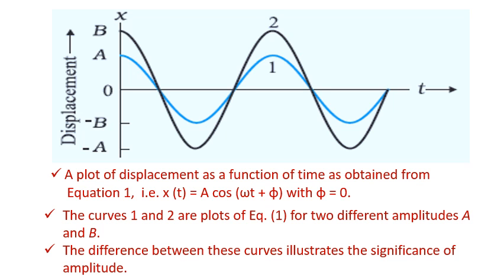A plot of displacement as a function of time as obtained from equation 1, that is x equals a cos(omega t plus phi) with phi equals 0. The curves 1 and 2 are plots of equation 1 for two different amplitudes a and b. The difference between these curves illustrates the significance of the amplitude.